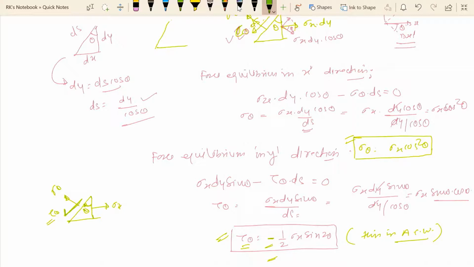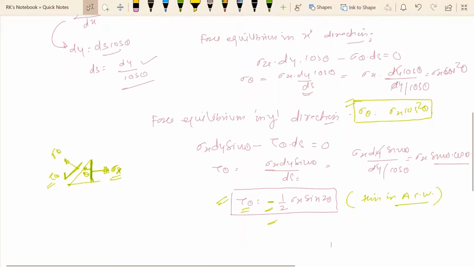Now when theta is 0 degree, we are talking about this plane only. In this plane we know that only sigma x exists, or we can say only the direct stress exists. So tau theta must be equal to 0. Let's check whether tau theta is 0 or not.